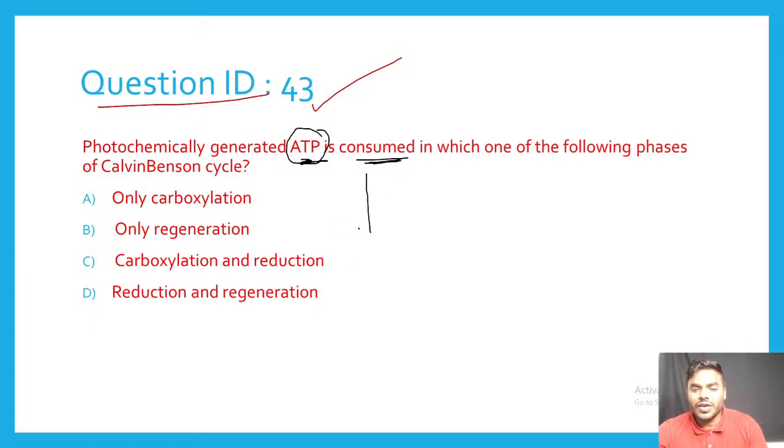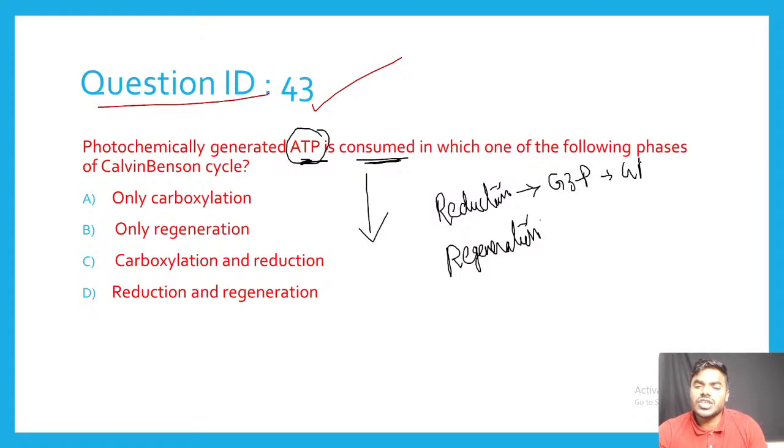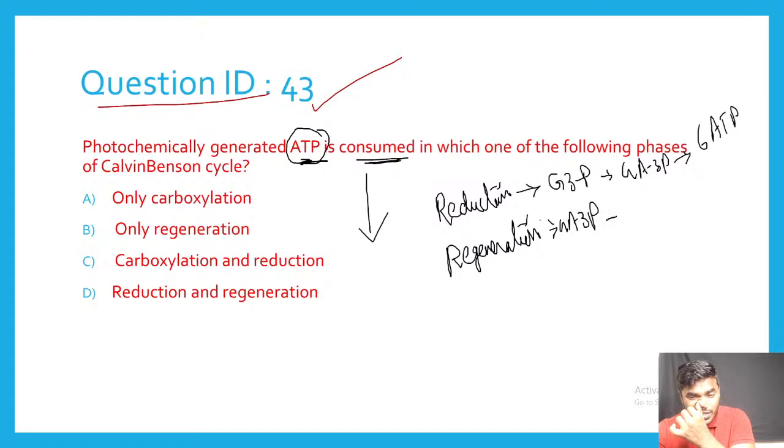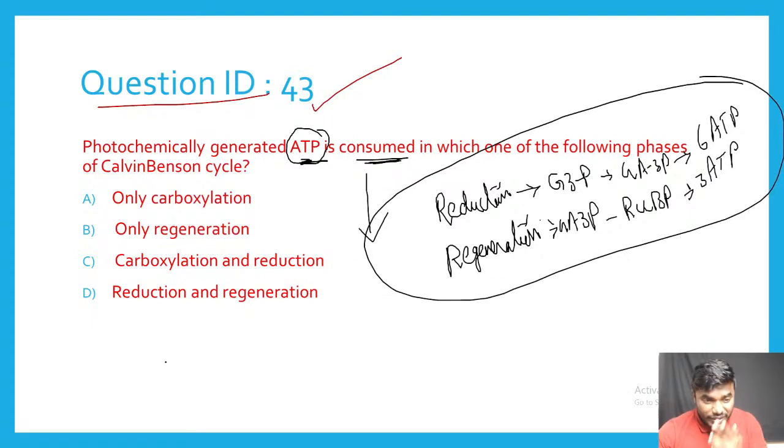Now you know, right, we will consume the ATP in the reduction reaction, correct? And we will consume the ATP in the regeneration reaction. In the reduction reaction, in order to convert the G3P to the GA3P, how many ATP will we spend? We will spend 6 ATP. And in the regeneration, in order to convert the GA3P to RuBP, we will spend 3 ATP. Is it or not? So we will spend a total of 9 ATP. We will consume at which step? Reduction step and regeneration step.